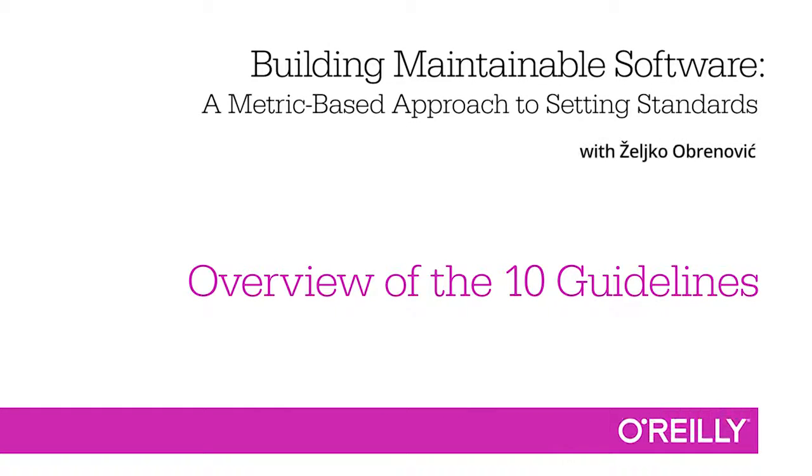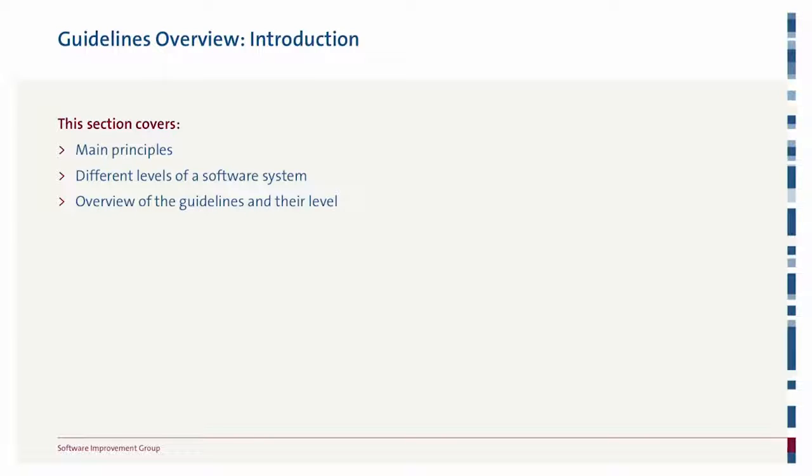In this training video, we are going to give you an overview of our guidelines. So in separate training videos, we are going to cover each of the guidelines in more detail. But in this training video, we are going to show you a few basic guiding principles that we applied in each of these guidelines. We are also going to discuss different levels and how you can look at your software system, and also explain to you that these guidelines that we have apply on different levels.